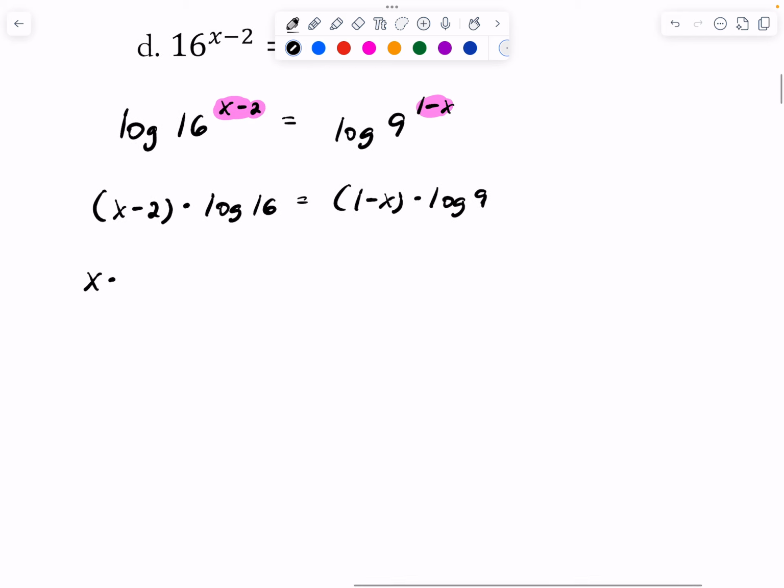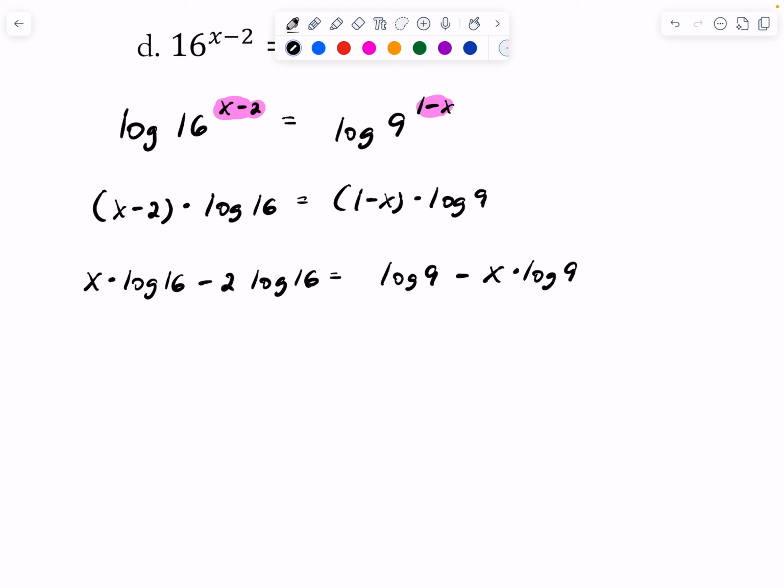So I'm going to write x times the log of 16 minus 2 times the log of 16 equals the log of 9, right? 1 times the log of 9 is the log of 9, minus x times the log of 9. Now, when you get to this part of the equation, you'll see you kind of have 4 things. 2 of those have the variable x, and the other 2 just have numbers.